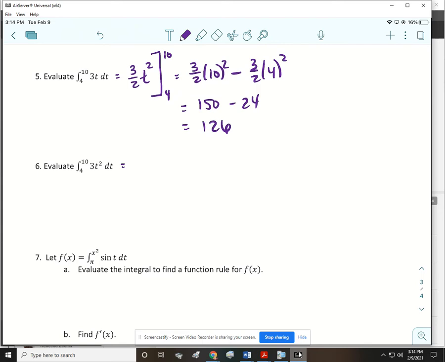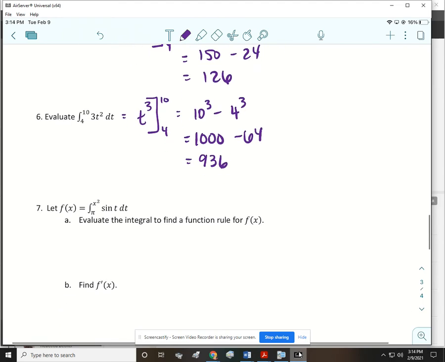All right. That's going to be t cubed. I'm not sure why we're doing 10 to 4 every time, but it doesn't really matter. We plug in the 10 minus, we plug in the 4. 1,000 minus 64 is 936. Now, some of the ones you're going to have to do might be a little more complicated, so just take it easy, take your time, plug it in. You can use your calculator to check your answer.